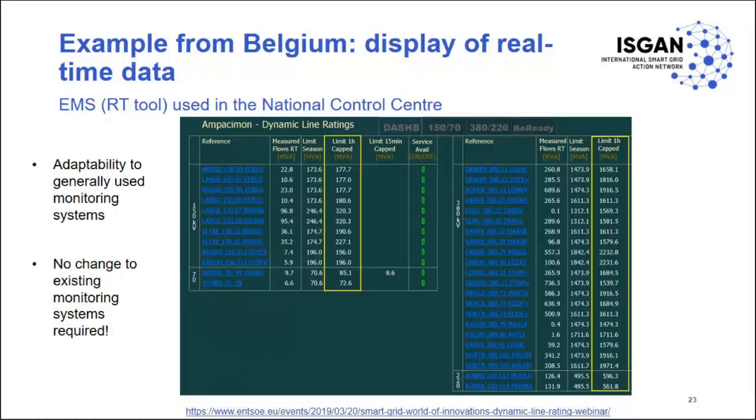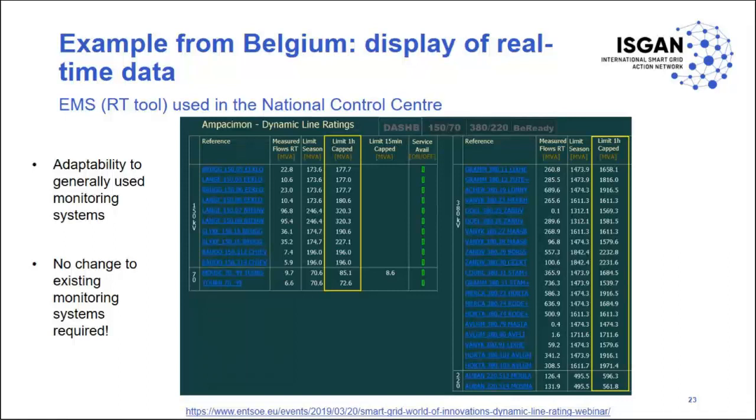So these lines are here in blue. It's the line identifiers, and the load is shown next to the line identifier in MVA. So you have 22.8 MVA, 10.6 MVA, etc. And the seasonal limit is also shown next to it in MVA, and framed in yellow, you have the dynamic line rating limit as it is computed by our system, with, it's not the real-time rating that you see here, it's the one-hour forecast capped.